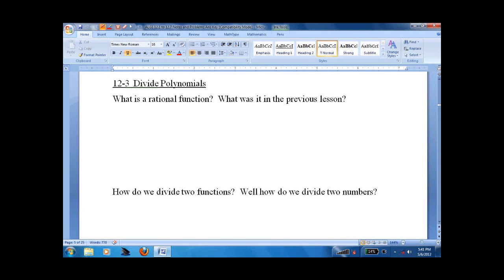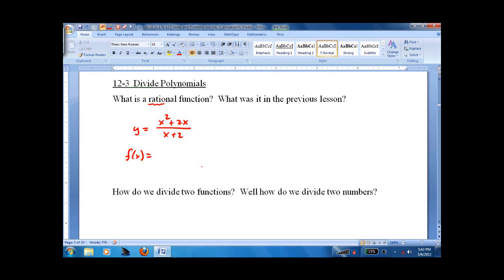Lesson 12.3, Dividing Polynomials. Well, let's back up a little bit. What's a rational function? Well, the first 5 letters are ratio. So it's a function, and I'll just write it as y equals. We could also write it as f of x equals, where we have a function on top and another function on the bottom. So x squared plus 2x on top and x plus 2 on the bottom.